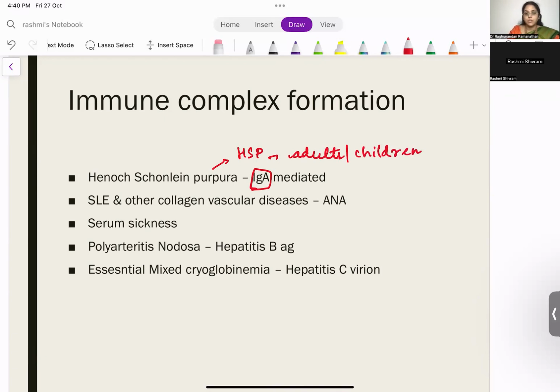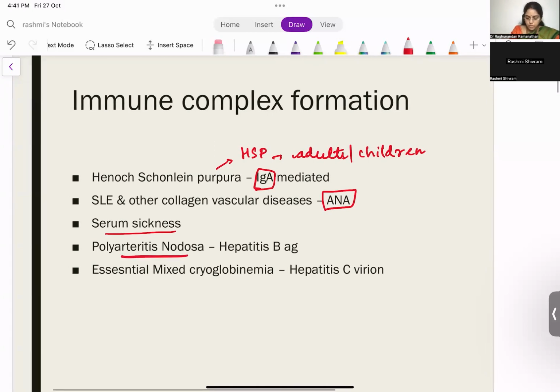Next, SLE and other collagen vascular diseases. In that, the antigen is anti-nuclear antigen, that is what is involved. Then serum sickness. It can be even due to snake bite. That can also cause this immune complex formation, and then it can cause vasculitis. Polyarteritis nodosa because of hepatitis B infection. Then because of hepatitis C infection, you can have cryoglobulinemia. All these are examples of immune complex formation.